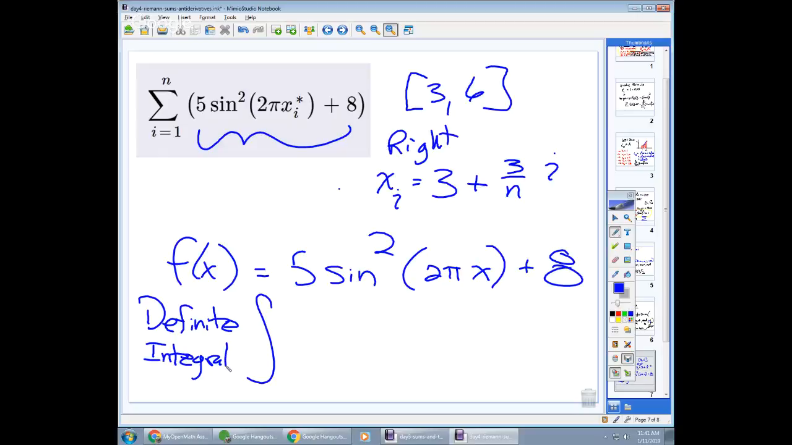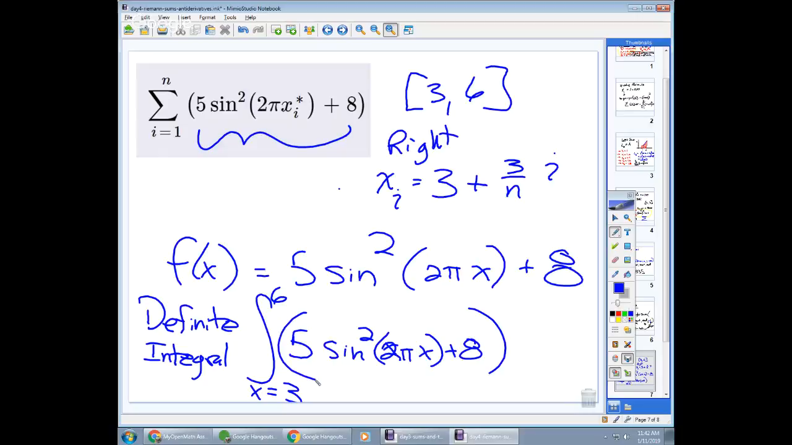And your a goes at the bottom, so that would be starting at x equals 3. Some people write x equals, most people ignore the x there. I just like to put it in, but it's optional. End at 6, your function would be 5 sine squared, 2 pi x plus 8. That should go in parentheses, and then a dx goes next. That's the definite integral version of this when you take the limit as n goes to infinity.